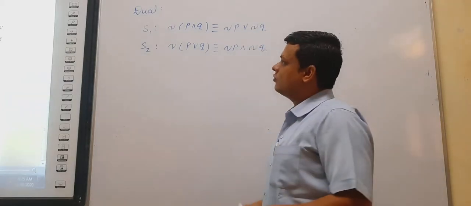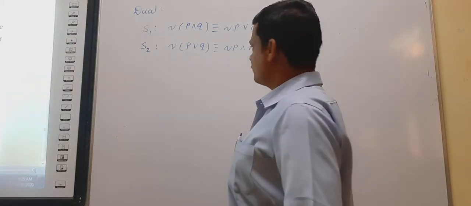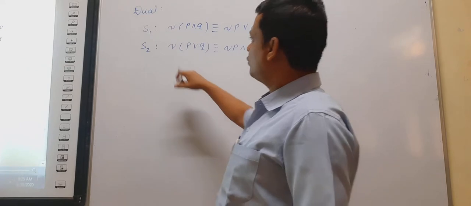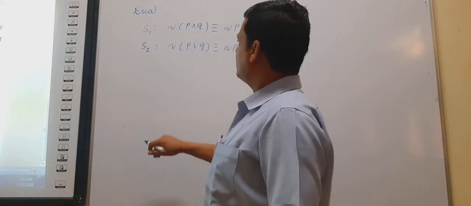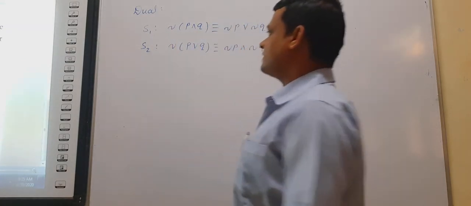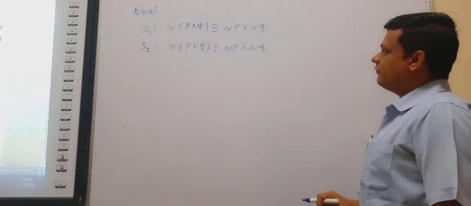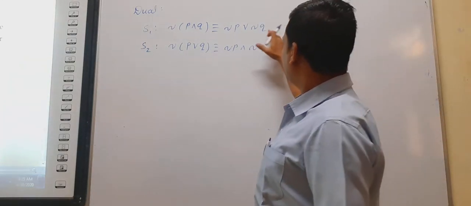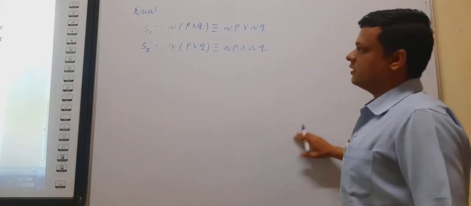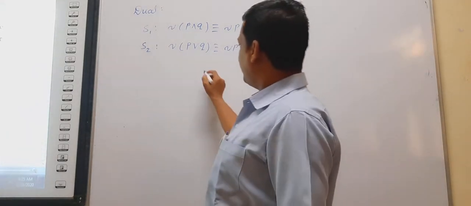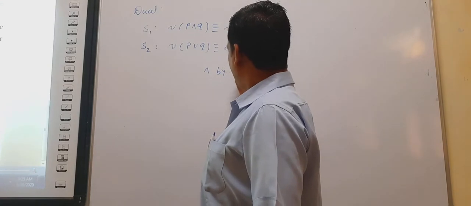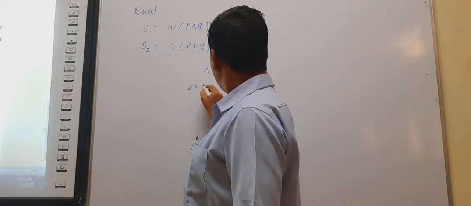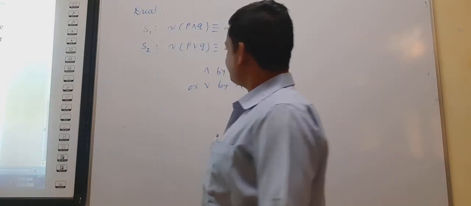Today we start a new topic, dual of a compound statement. Two compound statements, suppose S1 and S2, are said to be dual of each other if one can be obtained from the other by replacing AND by OR, or OR by AND.